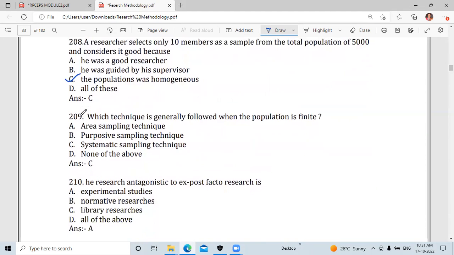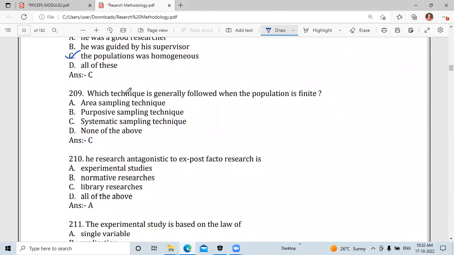Which technique is generally followed when the population is finite? So, systematic sampling. When the population is, for example, 5,000, you can see it is finite. In that condition, we need to use the systematic sampling technique.